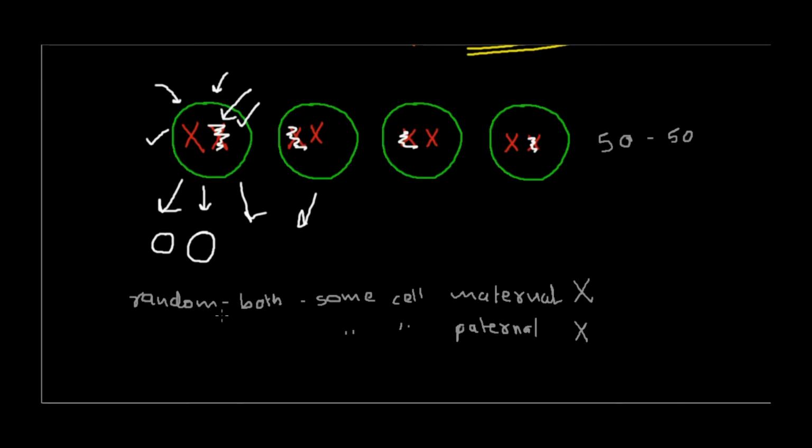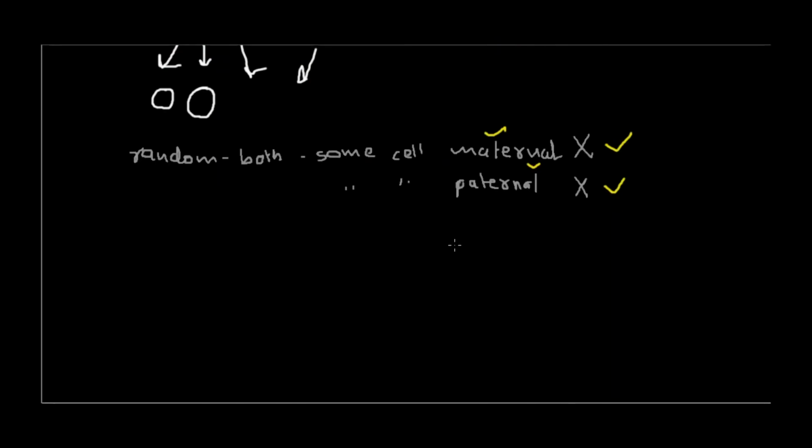Now, as I said, there will be random inactivation. Some cells would have maternal X chromosomes which are active, and some would have paternal X chromosomes. So there is a mix of genotypes, right? There are two different types of X chromosome, either maternal or paternal. It's a mix of both. That is why this stage is called mosaic. Mosaic, we know, because it's a mix of two different genotypes.